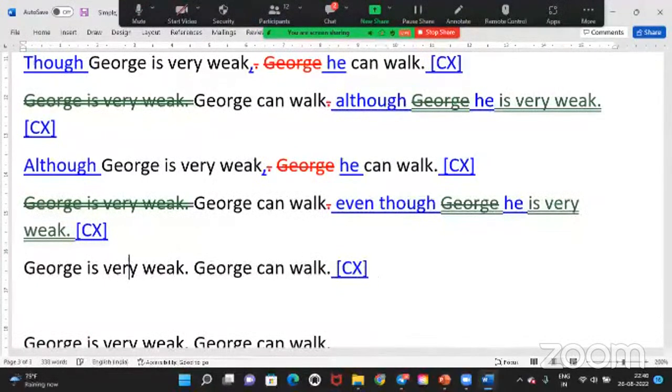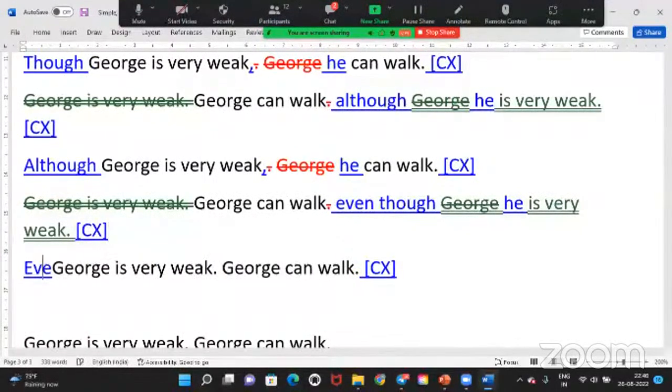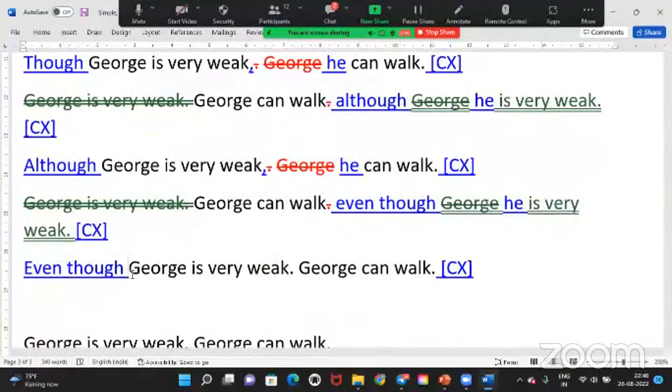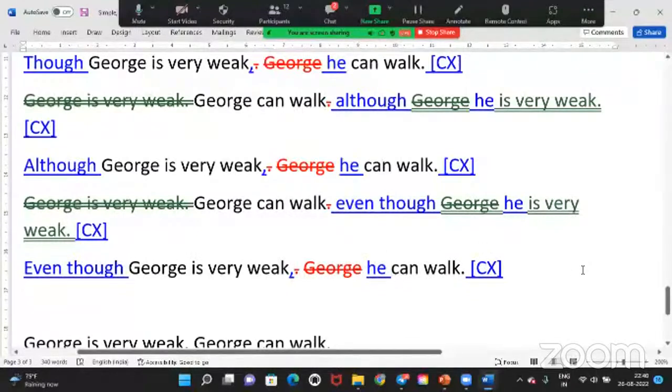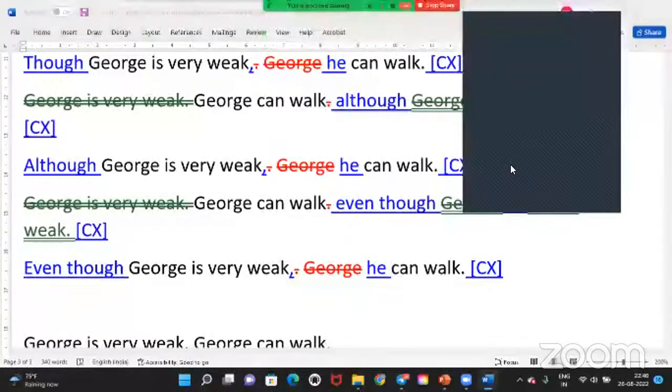Even though George is very weak, comma, remove George. Second time you cannot say George. Only one time you can use the name. That is awkward if you write two times in one sentence or one paragraph. Even though George is very weak, he can walk. Now this is complex. Okay, this is complex. Yeah, all are formal. Though, although, even though, all are formal.